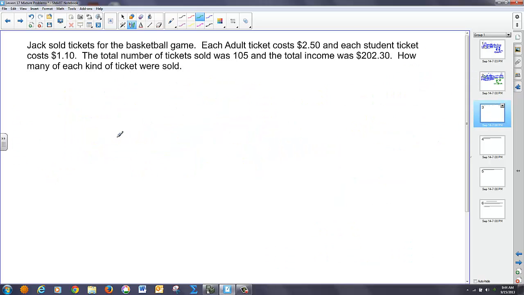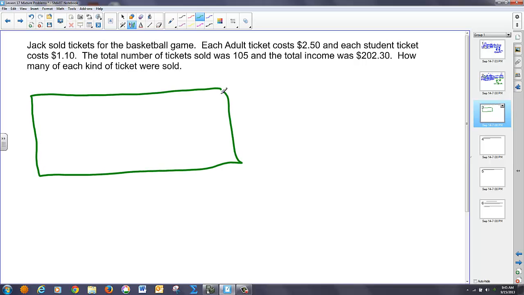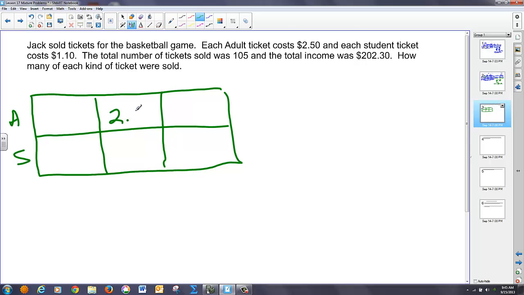More money. We've got Jack selling tickets for a game. The adult tickets cost $2.50 each. The student tickets $1.10. Total number of tickets sold was 105. This is very similar to what we just did. So in this case, we have two types of quantities. We have an adult ticket and a student ticket. I have adult tickets being $2.50 each, and a student ticket being $1.10 each.